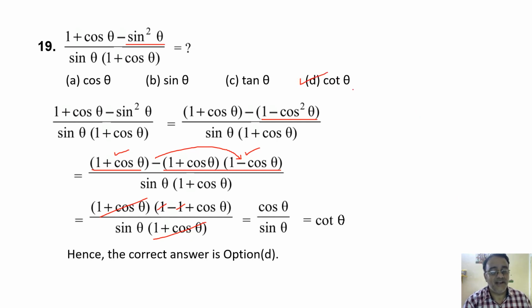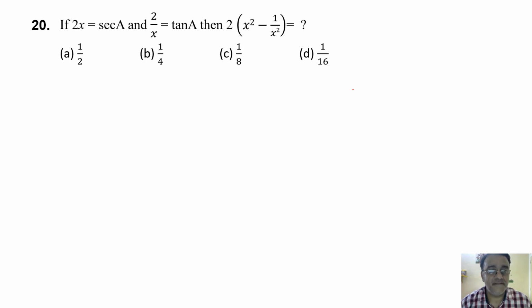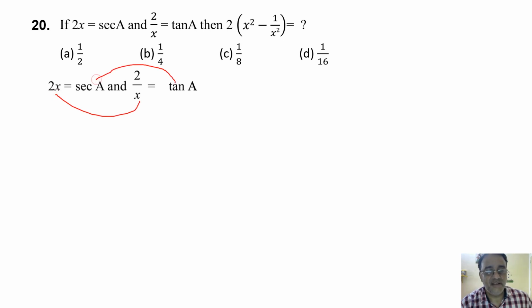Now we are moving toward the last question of today's session. If 2x is equal to sec A and 2 by x is equal to tan A, then 2 times (x square minus 1 upon x square) is equal to question mark. So first, what is given I am going to write. 2x is equal to sec a and 2 upon x is equal to tan a. So what will we do? We will add these two first and we will subtract also. Adding and subtracting, we will get this expression.